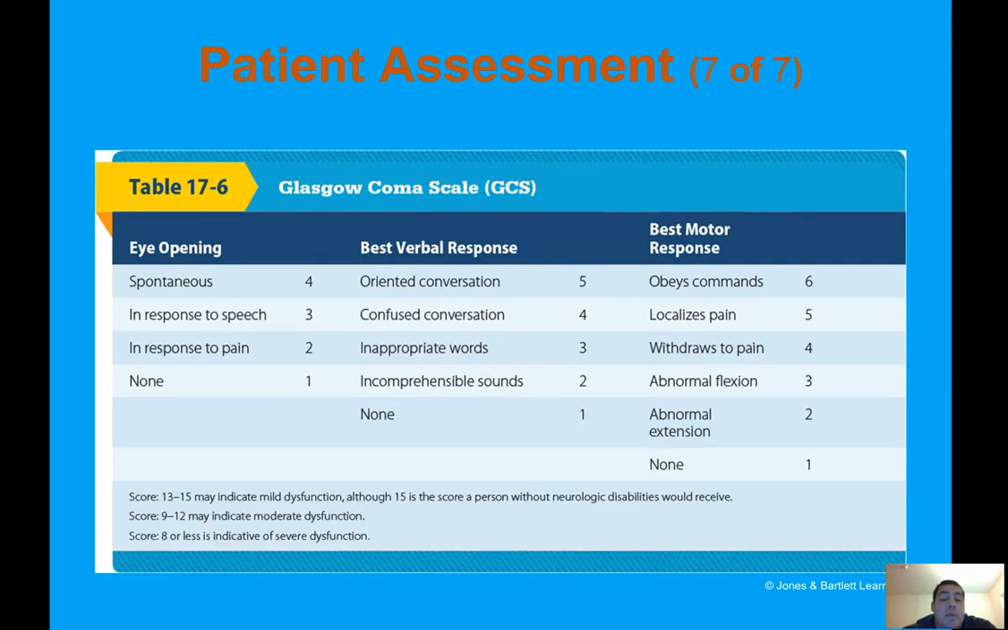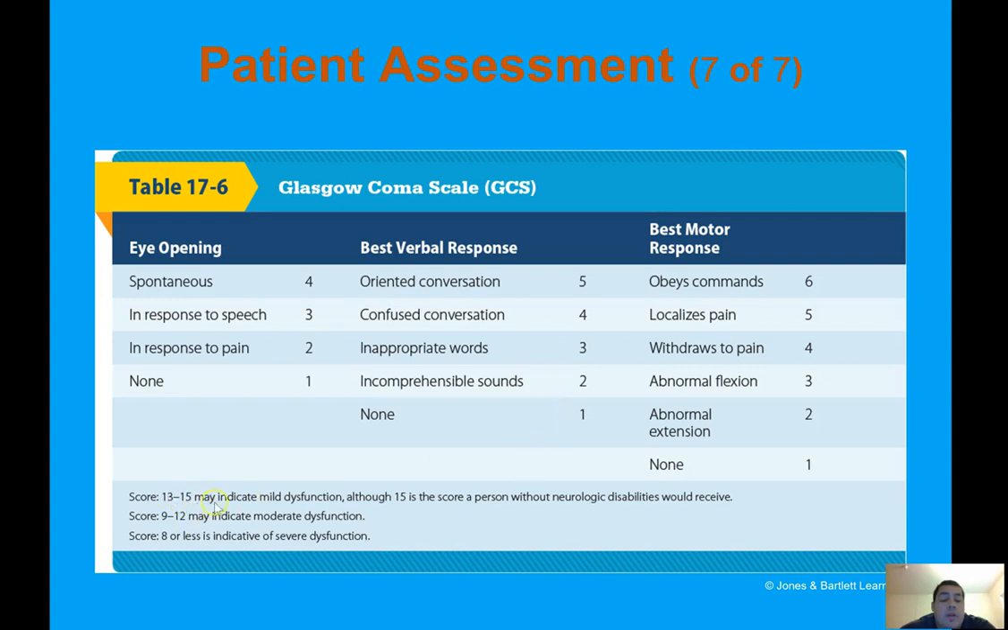So, Glasgow Coma Scale. Remember, this is what you guys need to know: eye-opening, best verbal response, best motor response. It's going to be a score of 4, 5, and 6, the best for each category. Okay, so you guys need to know this off the top of your head. Whenever I have a trauma patient and I'm calling in my report, they usually ask me for a GCS.